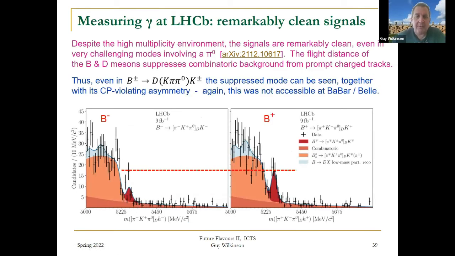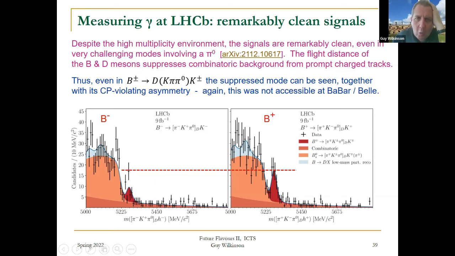As I said, we're now reconstructing B to DK with a D decaying to K pi pi 0. So despite the problem of having the pi 0 here, we are still able to see this decay mode. It's beyond the B factories. And again, you see this clear asymmetry. You have a higher signal in the B plus than in the B minus case.